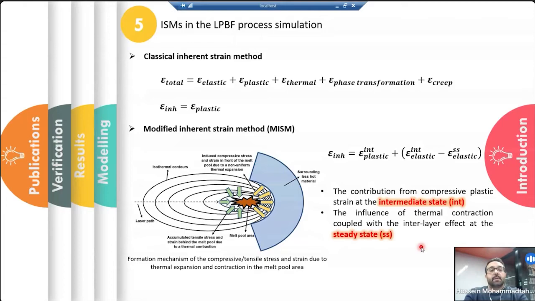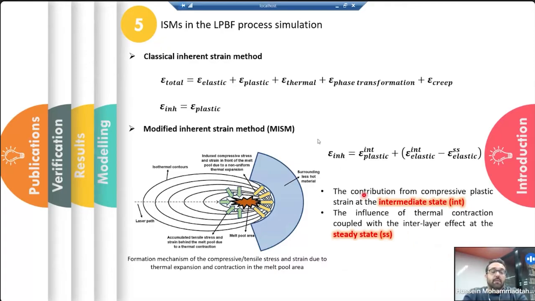This slide presents the inherent strain method in the LPBF process simulation. The classical inherent strain method was first introduced in welding mechanics.